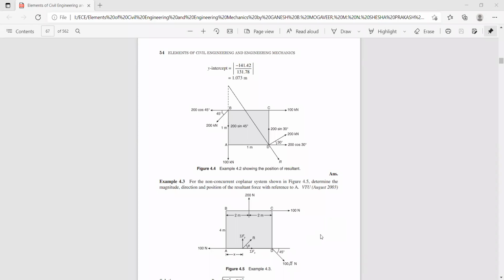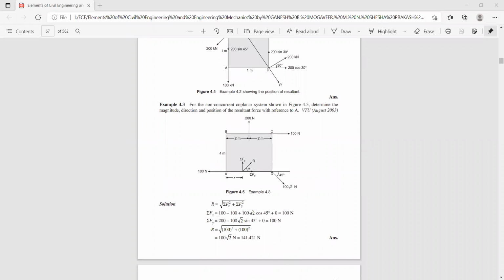Similarly, sigma Fy: you have a force of 200 Newton acting in the upward direction, which is parallel to the y-axis, so plus 200. The vertical component of the inclined force is minus 100 root 2 sin 45, acting in the downward direction. Hence sigma Fy is plus 200 minus 100 root 2 sin 45. So sigma Fx is minus 100 plus 100 plus 100 root 2 cos 45, and sigma Fy is plus 200 minus 100 root 2 sin 45.